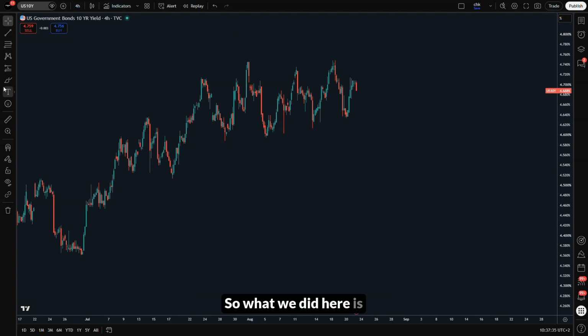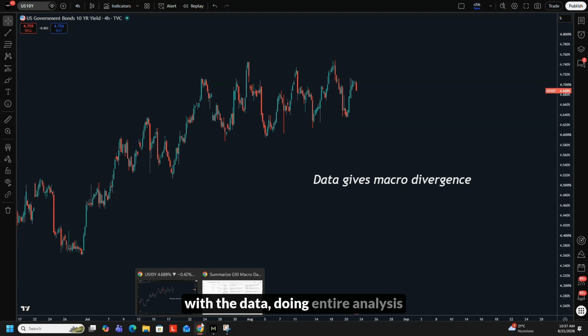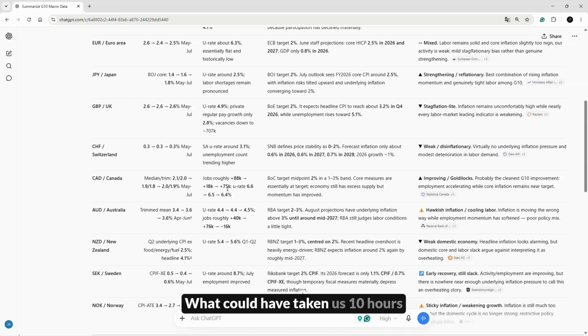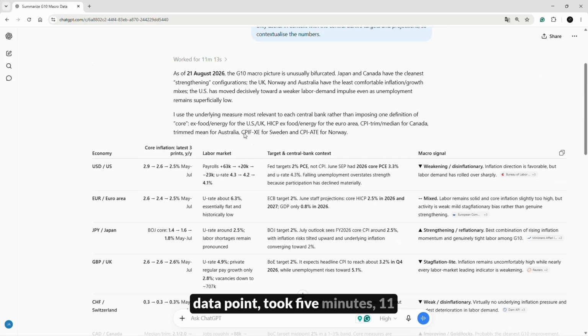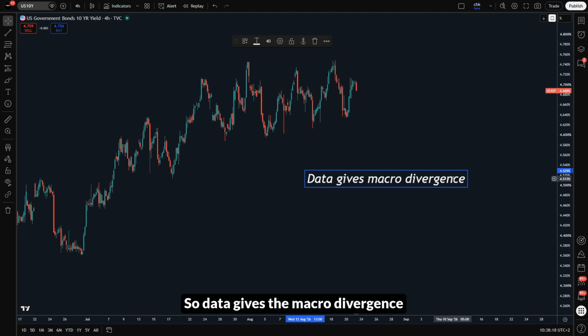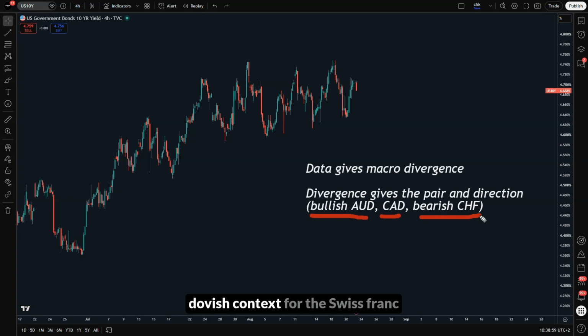So what we did here is we found the macro divergence with the data, doing the entire analysis with the table on ChatGPT. What could have taken us 10 hours of research to get every single data point took 11 minutes with ChatGPT. So data gives the macro divergence. The divergence gives the pair and the direction to focus on. So in this case, we've established hawkish context for Australia, not really hawkish context for Canada, but solid context for Canada, and dovish context for the Swiss franc.